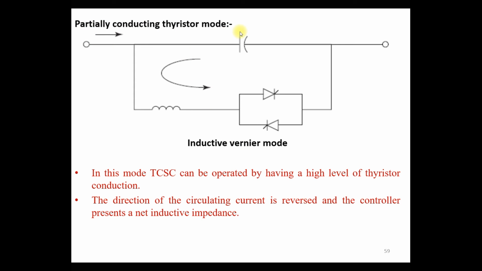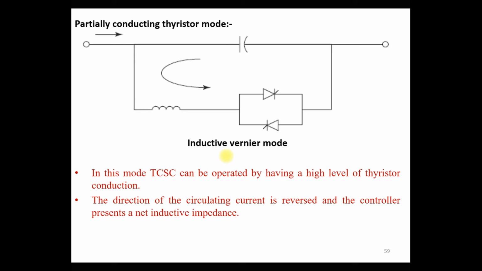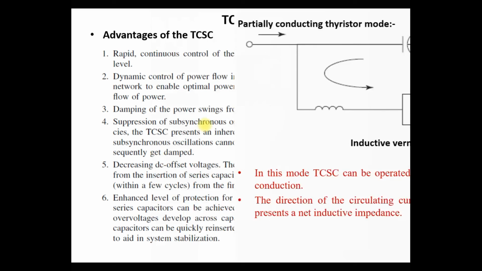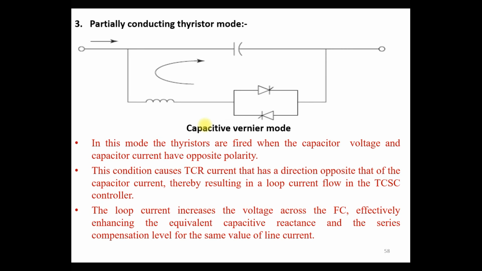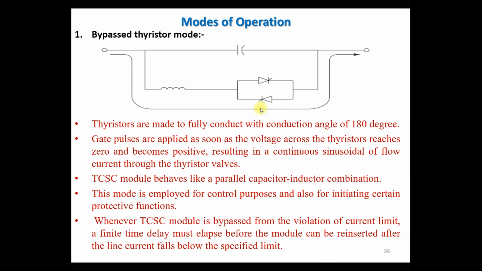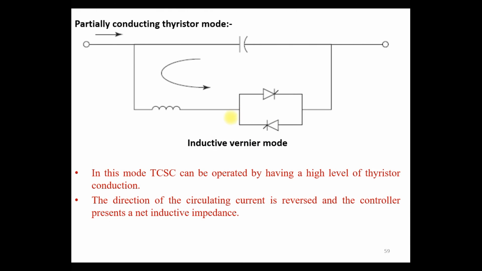Next, the mode of TCSC which is the inductive vernier mode, which is a sub part of this partially conducting thyristor mode, because in both these modes, capacitive vernier mode and inductive vernier mode, your thyristors are partially conducting, not fully conducting like in the first mode, where you can see that thyristors are fully conducting. So that is the full conduction mode of the thyristor. But in the partially conducting thyristor mode, in both the capacitive and inductive vernier cases, your thyristors conduct for a short duration, between 0 and 180 degrees.